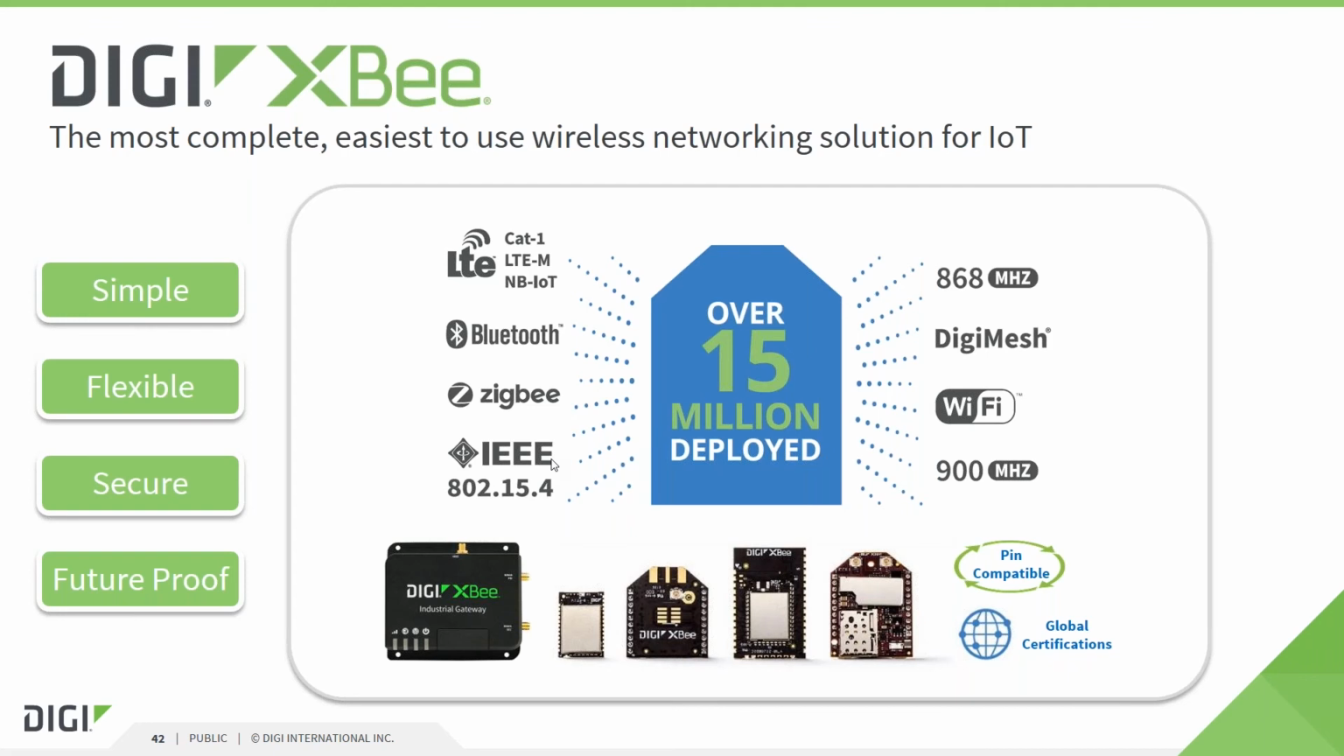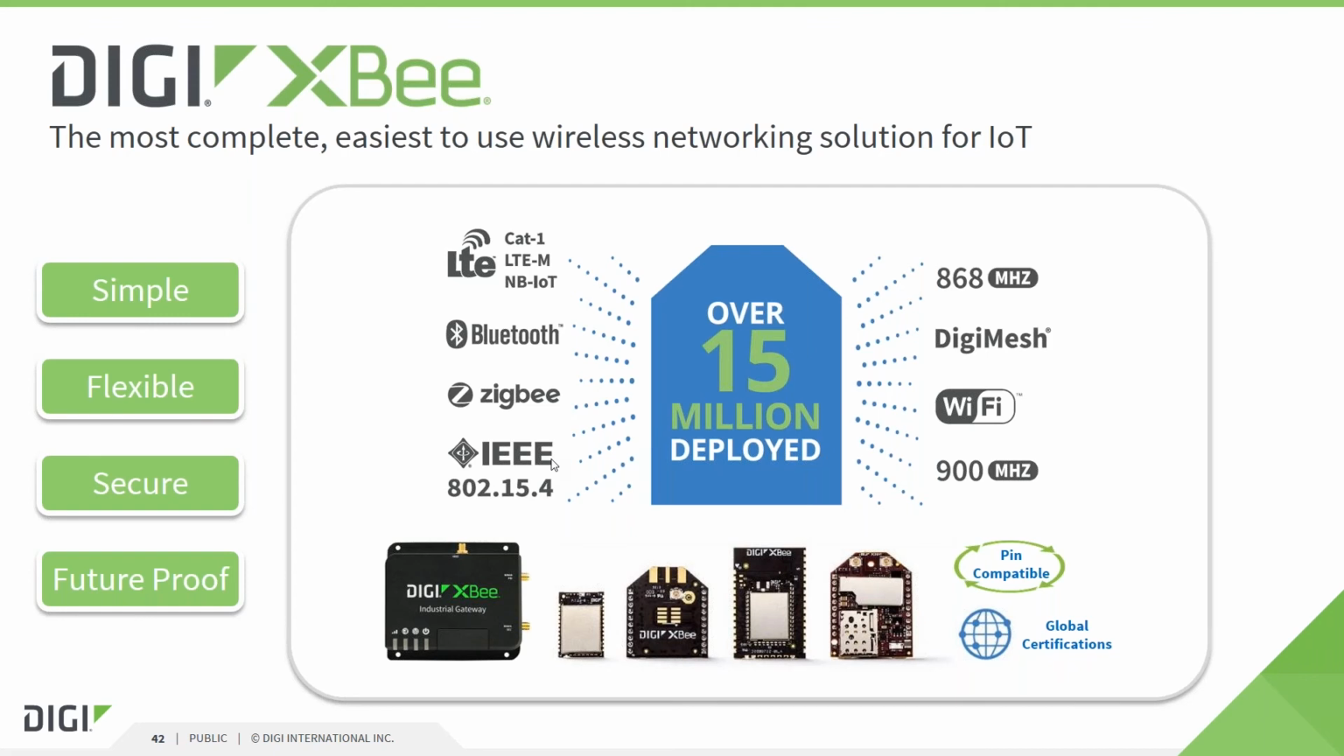XBee is a Digi brand name. It is the name of a product family of RF communication modules, gateways, and tools supporting various frequencies, protocols, and topologies. The modules come in multiple hardware variants, which share a common form factor and are pin compatible and software compatible to make it very easy to switch from one technology to another or to migrate to a more recent variant of a module that provides new functionality.